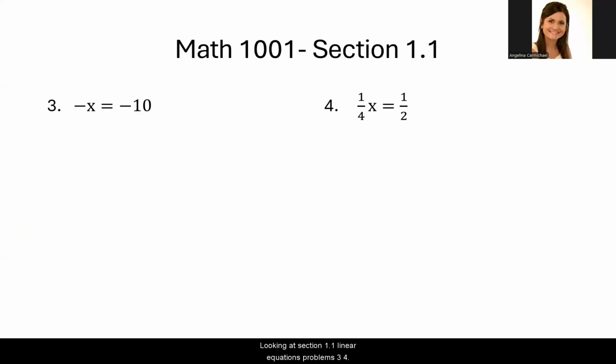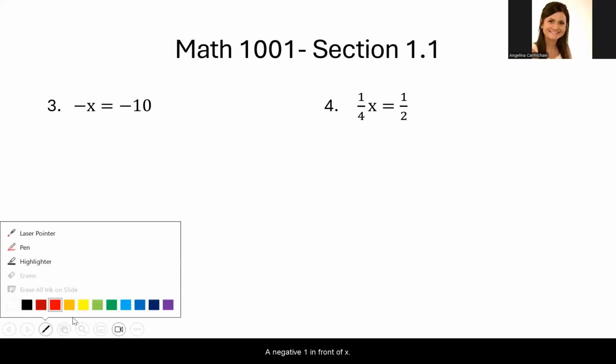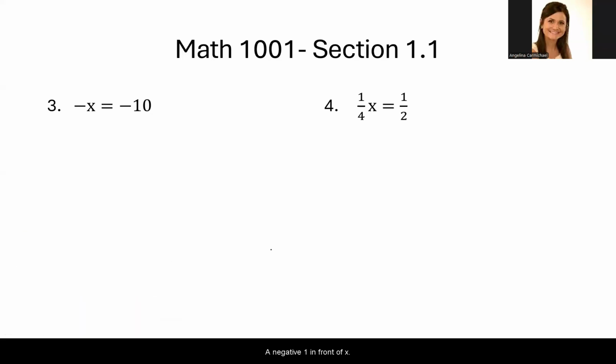Looking at section 1.1, linear equations, problems 3, 4. Looking at number 3, negative x equals negative 10. Well, solving linear equations, you need to get the variable by itself. So is x by itself? No, there's a negative in front, but there really is a negative 1 in front of x.